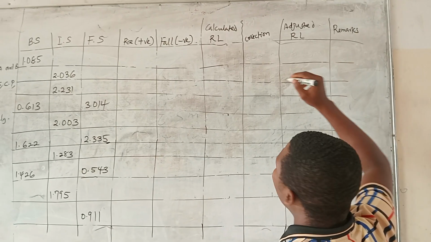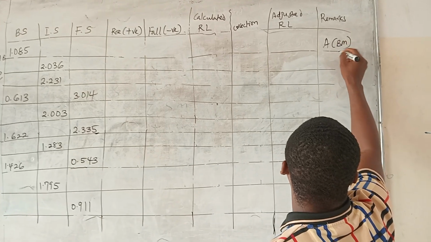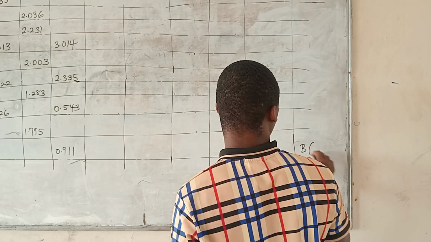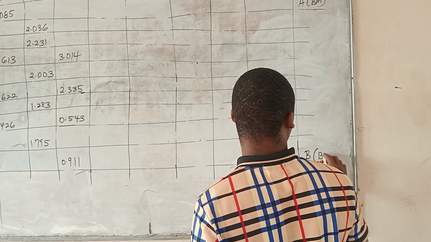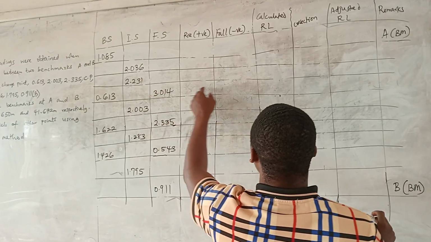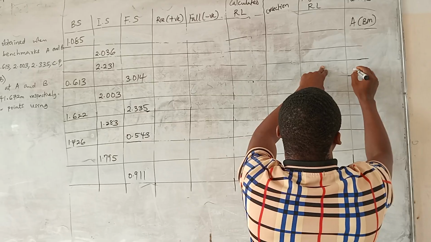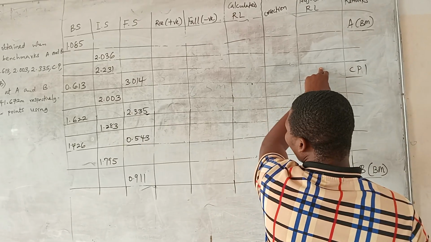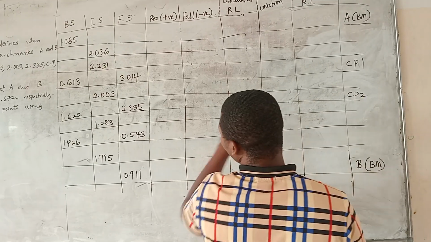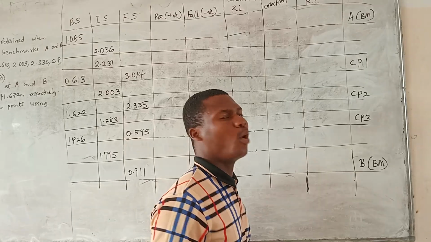Alright, so here, this one is for point A, and A is a benchmark. You write this under the remarks here. And this last one is for point B, which is another benchmark. Where you have this backsight and foresight, this is the first change of point, CP1. This is the second change of point, and this is the third change of point.